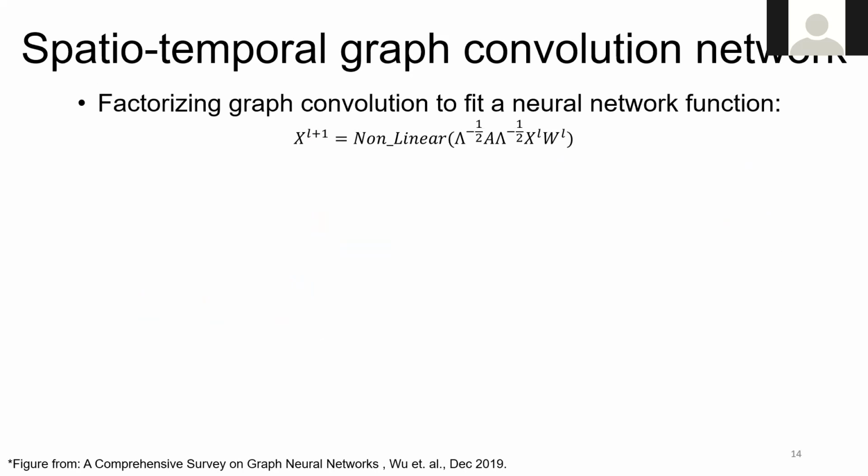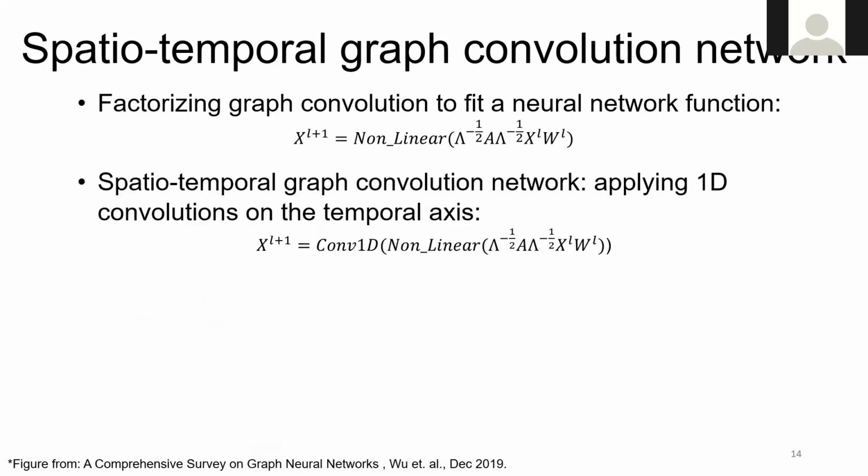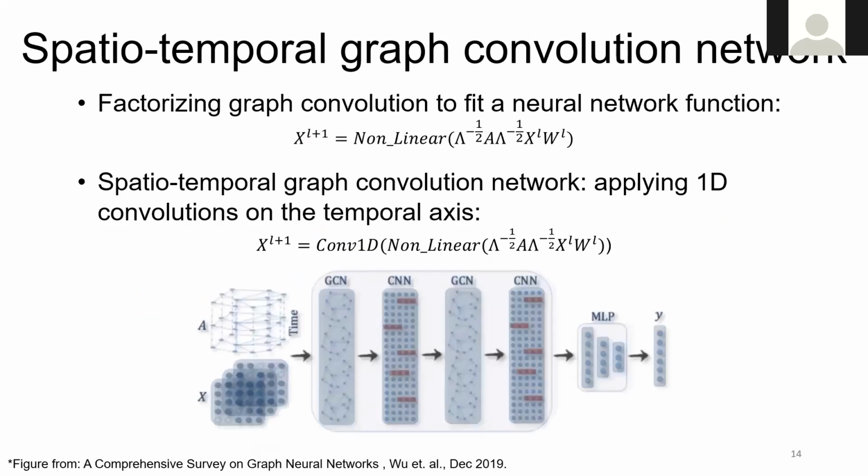Previous work suggested the following linear approximation for graph convolutions. A is the graph adjacency matrix. Lambda is the normalization matrix. Together they yield a normalized adjacency matrix. X is the input to the layer, and W are the learned weights. For a spatio-temporal graph, we simply add one convolution layer that operates on the temporal axis. We can stack several spatio-temporal graph convolution layers to consider large regions of interest for the graph convolution operation.